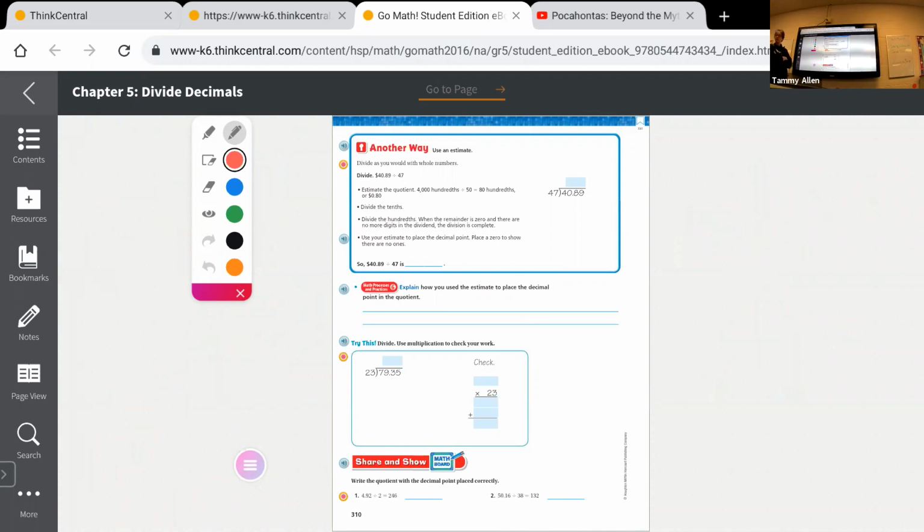Do we know how to use multiplication to check our work? How do we use multiplication to check our work? Finley? Okay. So go ahead and check your work on this one. Your 87 cents times your 47.